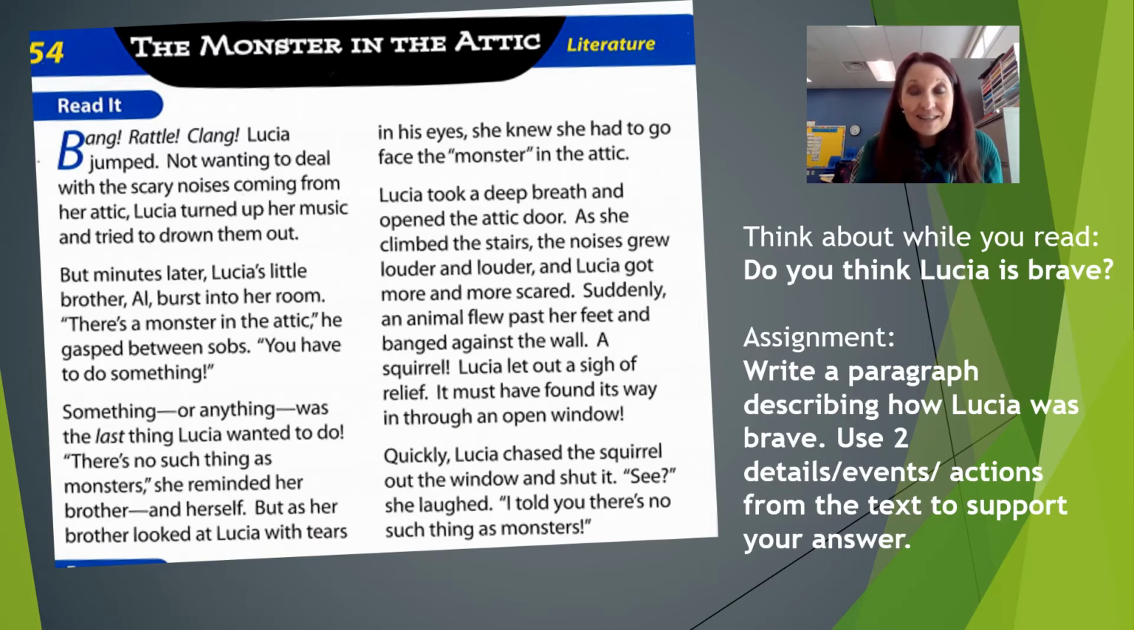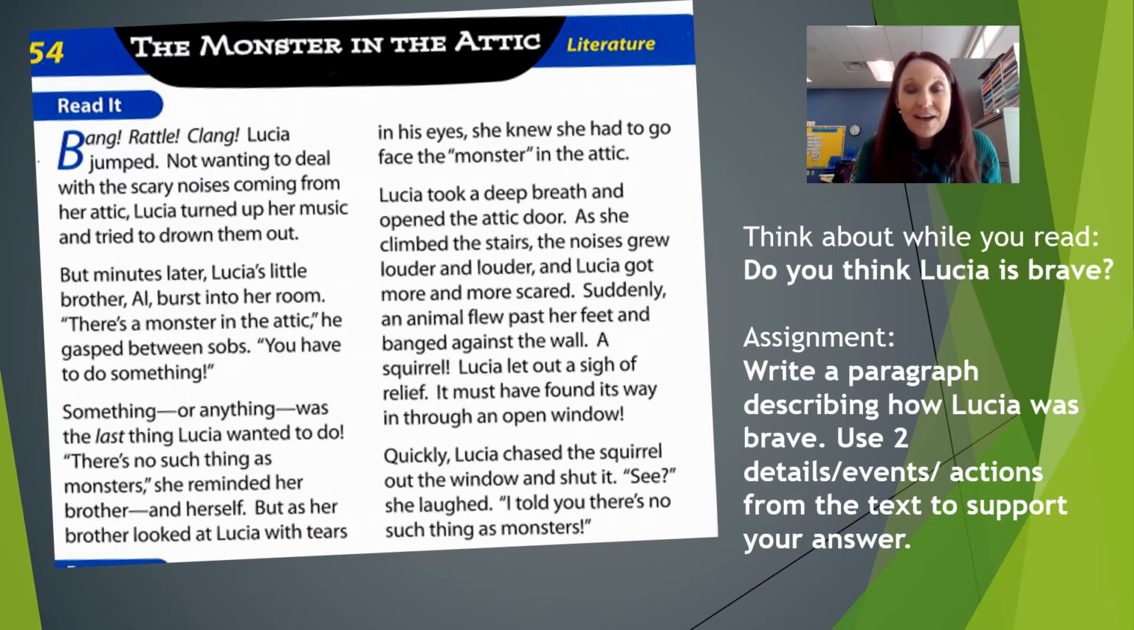Okay, now that we've read the story together, I want you to read it again a second time on your own, and while you're reading, I want you to find evidence on whether or not you think that Lucia is brave in this story. So as you read through it, I want you to underline evidence that you might find that shows that she is brave. So go ahead and pause the video, read the story again, and underline the evidence that you found in the text that shows that she is brave.